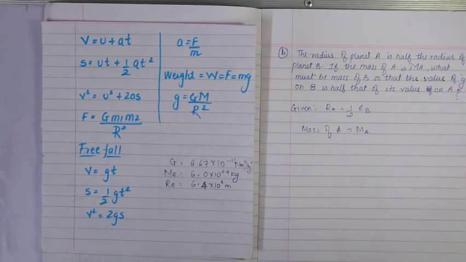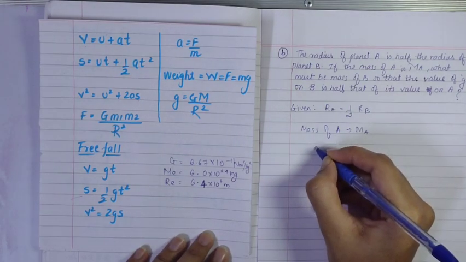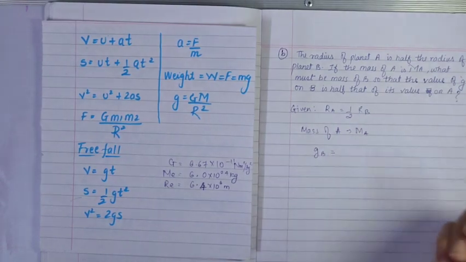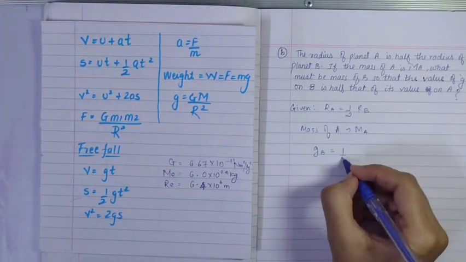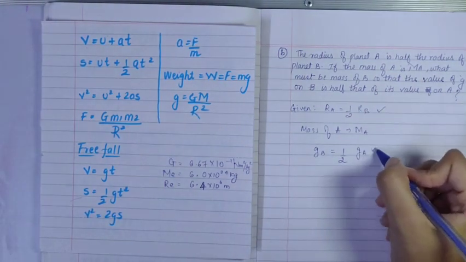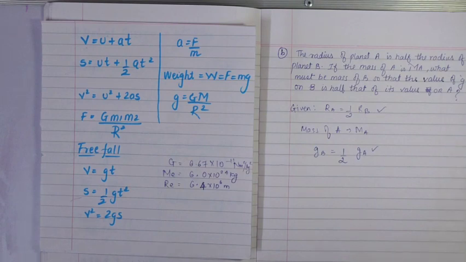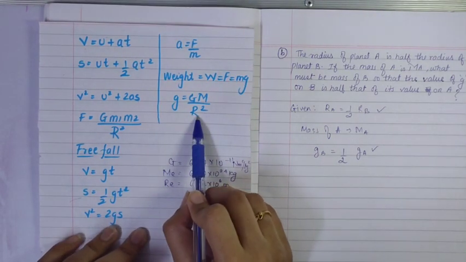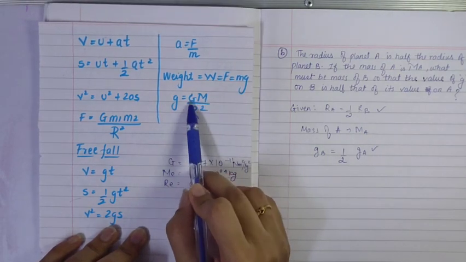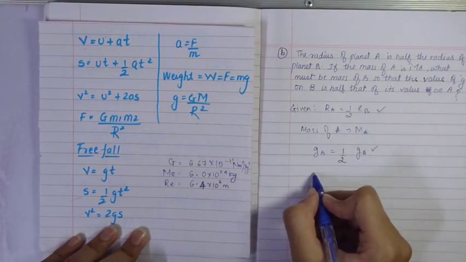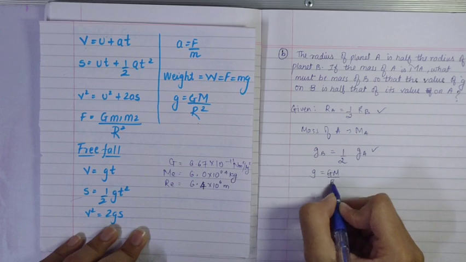So the value of g on B is half that of A. They've given you these two. You need to find MB, that is, the mass of B. So what will you do for that? You will use this formula, because you have R with you, you have M with you, and G is the same for both of them. You know G is 6.67, it is a constant. So you will use g is equal to GM upon R square.